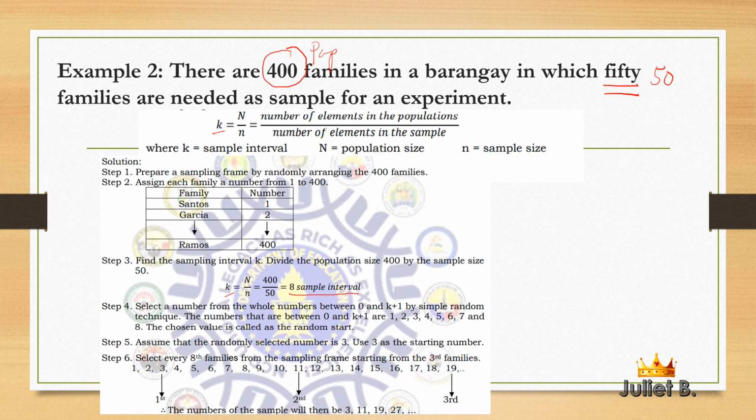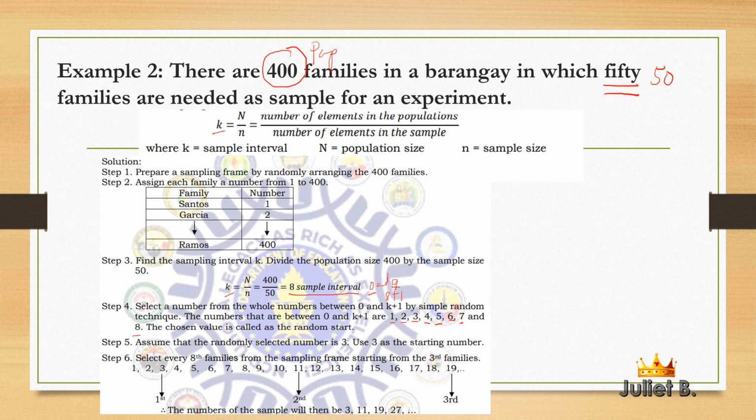Ay, yung number naman na kung saan magsisimula, meron din siyang proseso. Select a number from whole numbers between 0 and k plus 1. So, k plus 1, between 0 and k plus 1. Meaning, hindi kasama si 0, hindi kasama yung k plus 1. Ano yung k plus 1? Ang k, alam natin na 8 plus 1. So, ito ay 9. So, we will choose between 0 and 9. Hindi kasama si 0 at saka si 9. So, ang pagpipilian lang natin, 1, 2, 3, 4, 5, 6, 7, and 8.